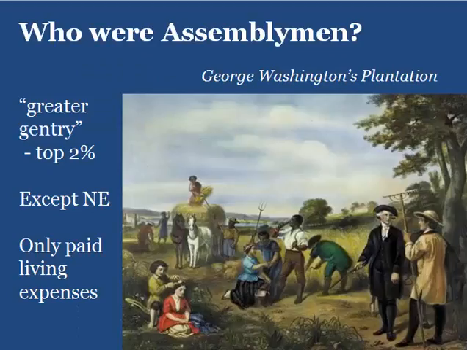Because they were. Who were these assemblymen? Who were these representatives of the colonies? Well, they were colonial members themselves. Okay, they were made up mostly of the greater gentry, the top 2%, except in New England. In New England, there were very little or no property restrictions. Right. So once again, New England is a lot more democratic, as you saw in the chapters you read about early Puritan New England. These assemblymen were only paid living expenses. So it would take a wealthy person to leave his job, leave his occupation, go to the capital of the colony and govern without getting paid.